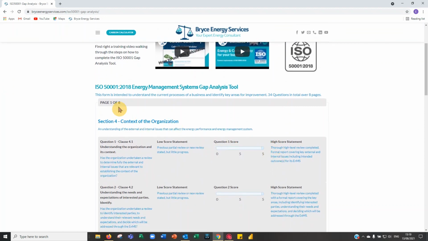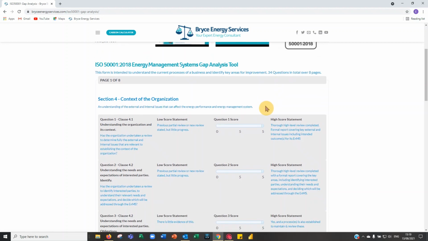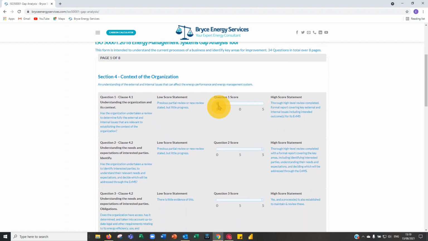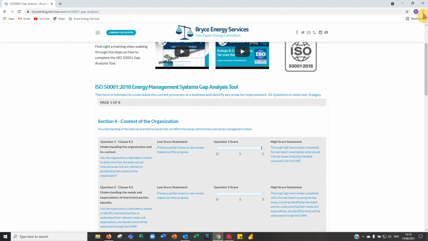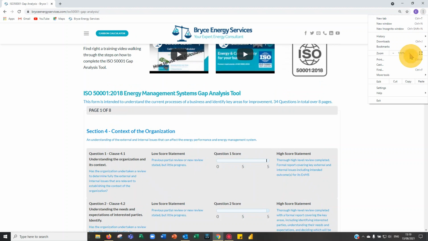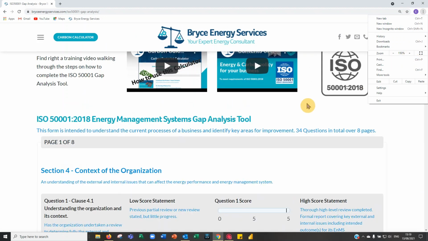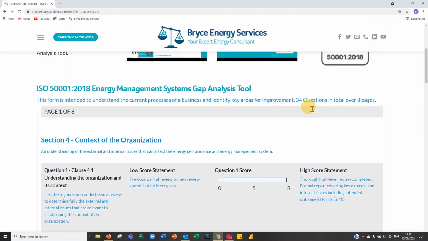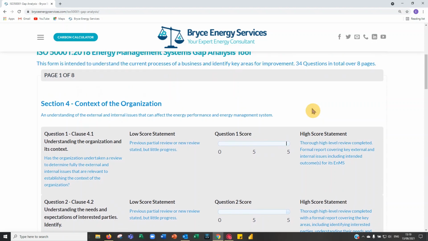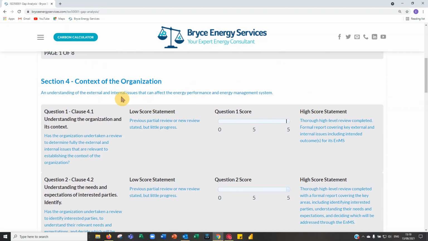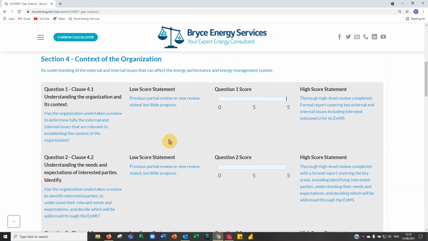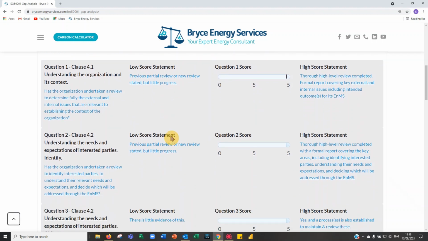So it's 8 pages, unfortunately, 34 questions, and each question is scored 0 to 5. Now, let me just quickly zoom in a little so you can see a slightly larger version of it as we go through. So we start with section 4, context of the organization. I'm not going to read through each one, but just enough to give you a feel for the process and how you go about it.